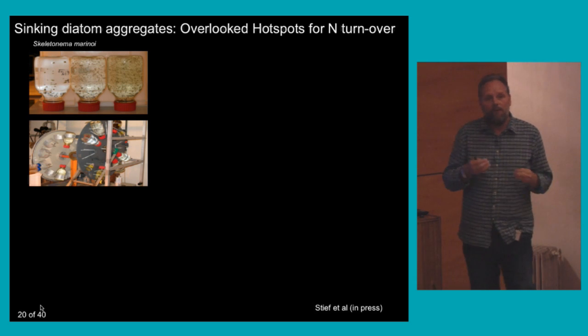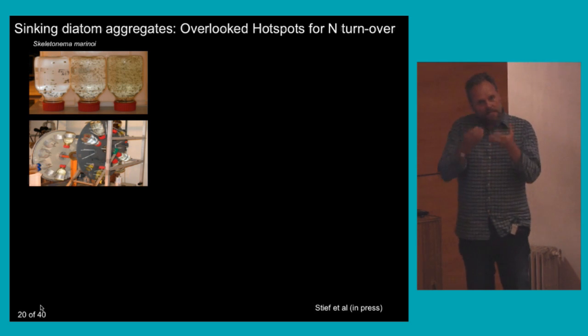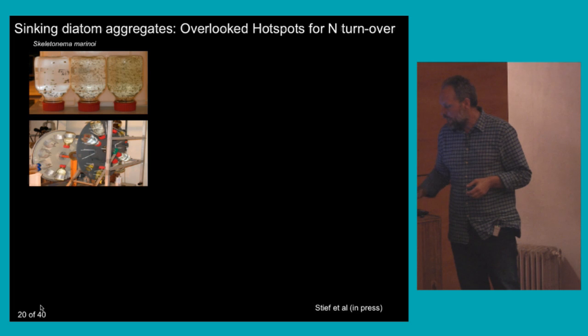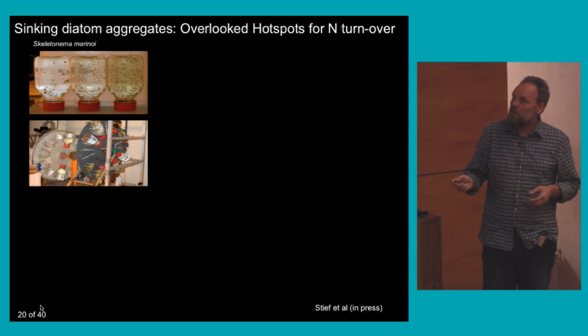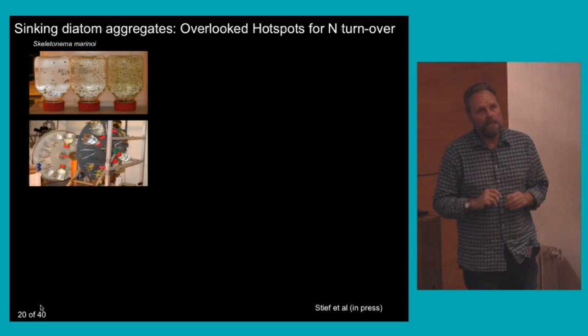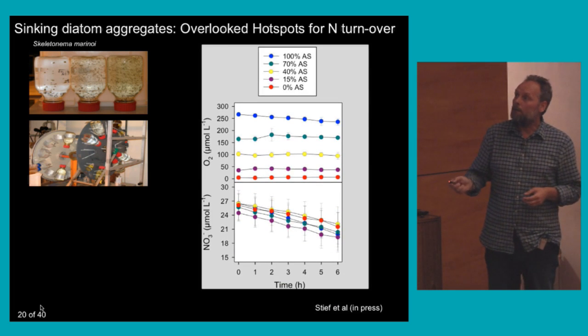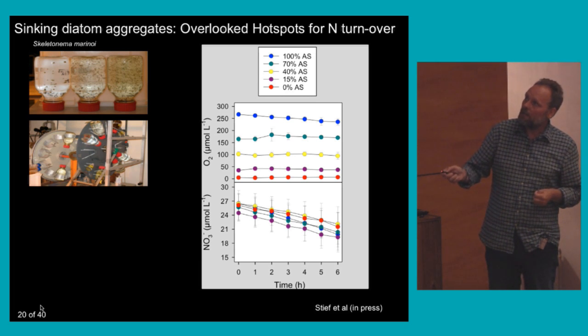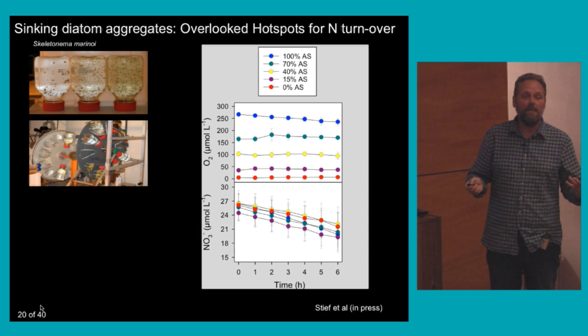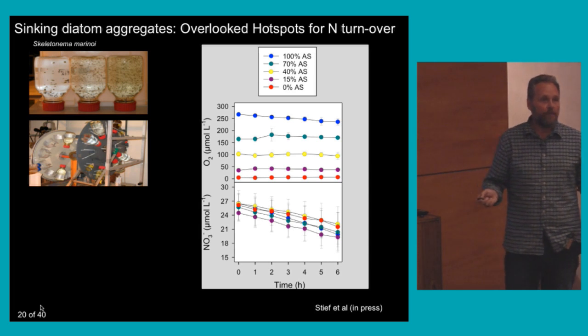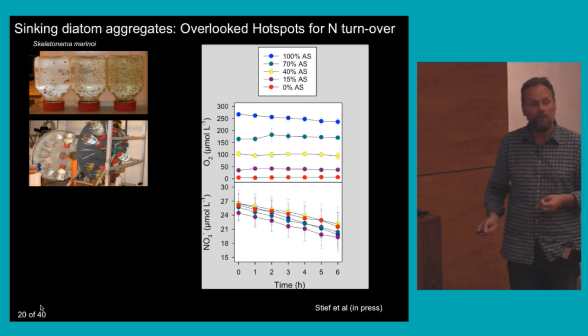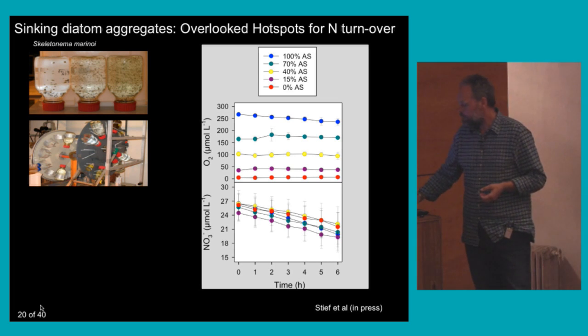Now, to look a little more in detail at what is happening to aggregates, we've done some other work where we form aggregates in the laboratory to find out what is happening when they're sinking. Here, they're made of Skeletonema. And to try to understand to what extent they affect nitrogen turnover in the deeper ocean or deep sea, we kept the oxygen concentrations constant at different levels, as you can see here, while incubating the aggregates. And what you saw was that nitrate was consumed by these aggregates quite fast.